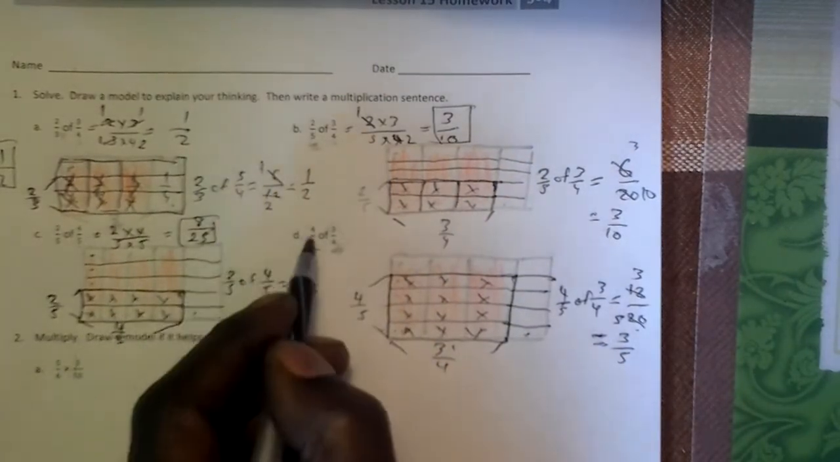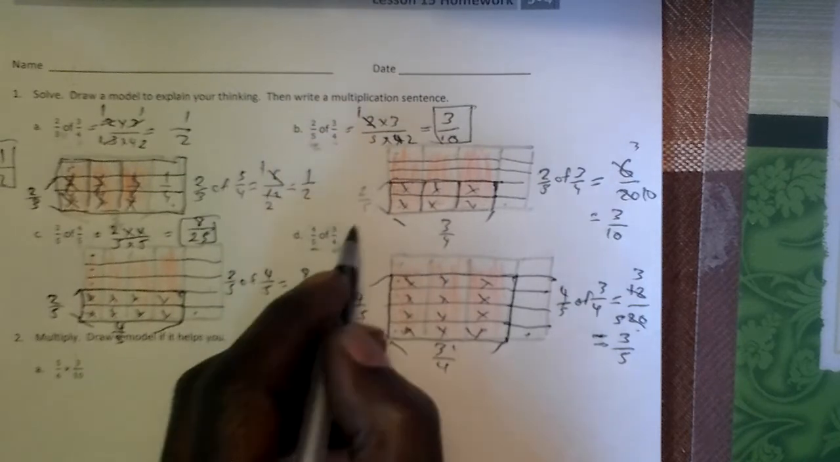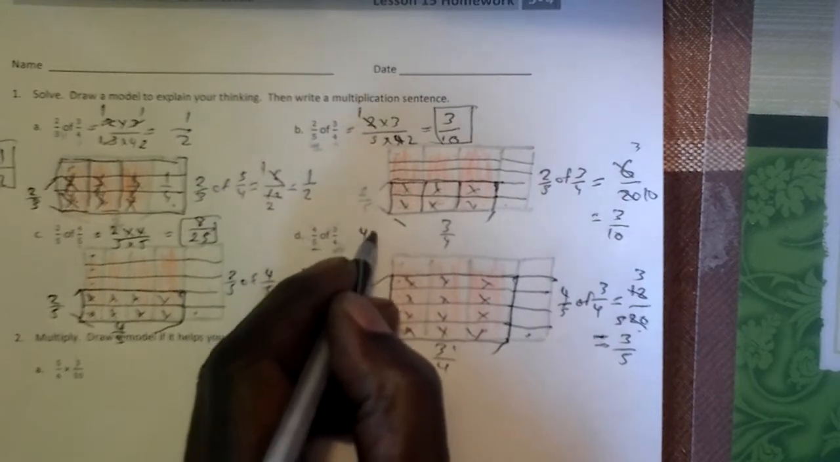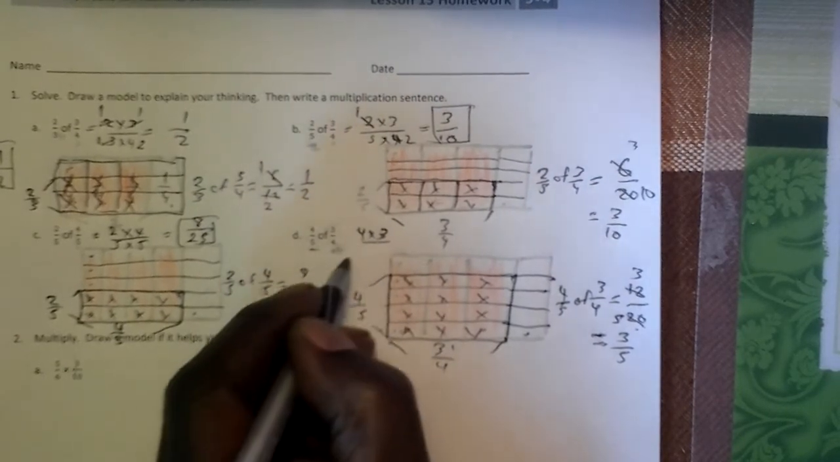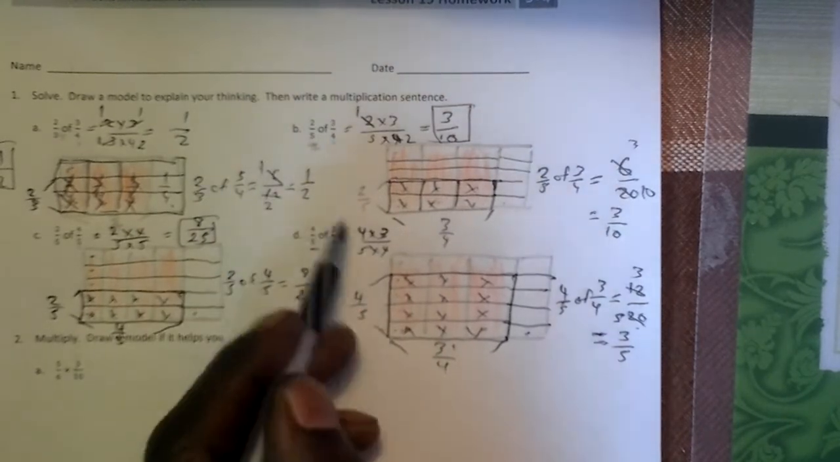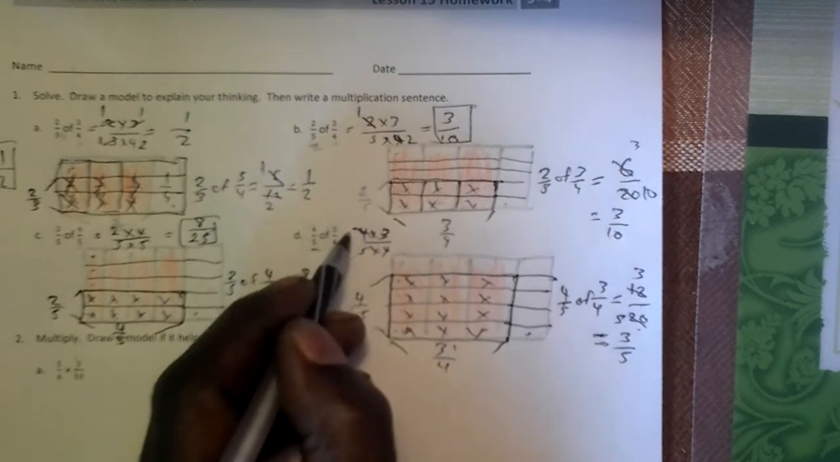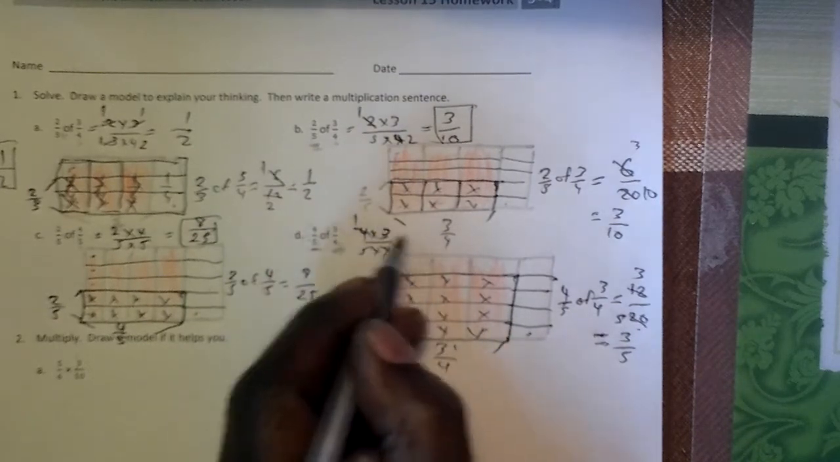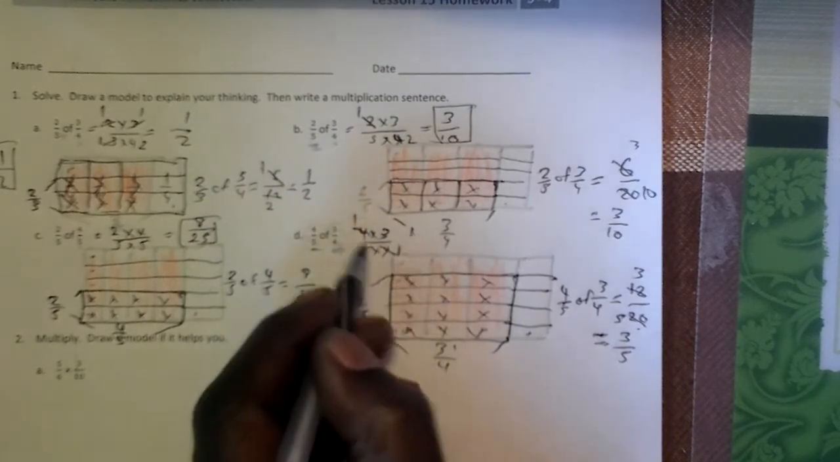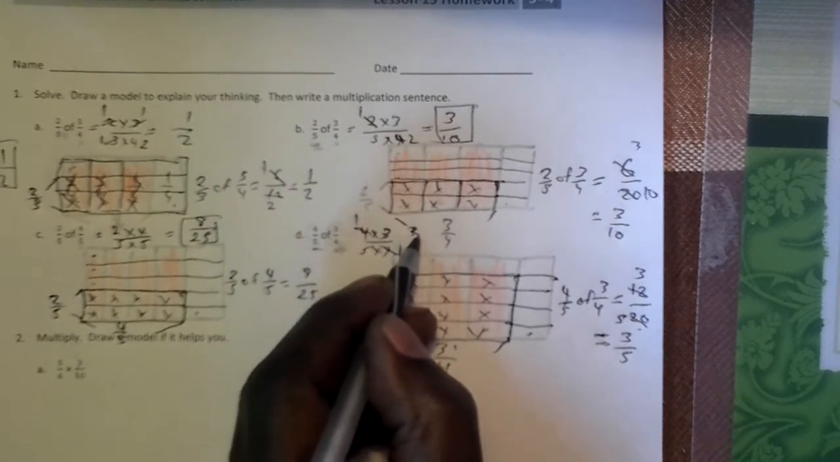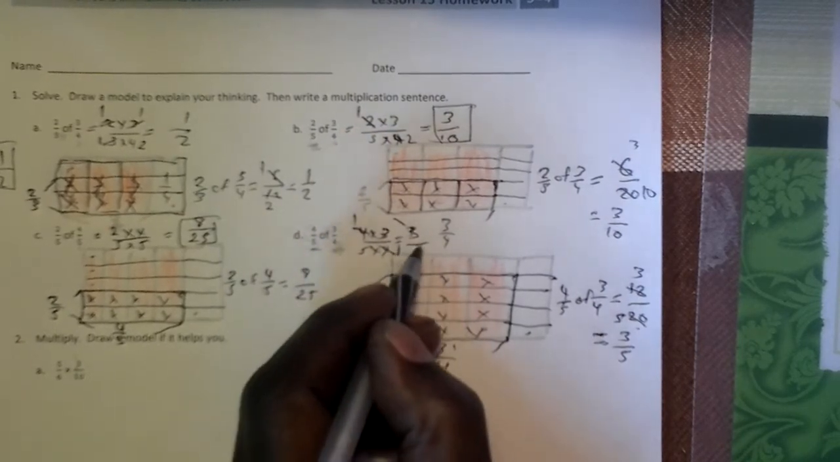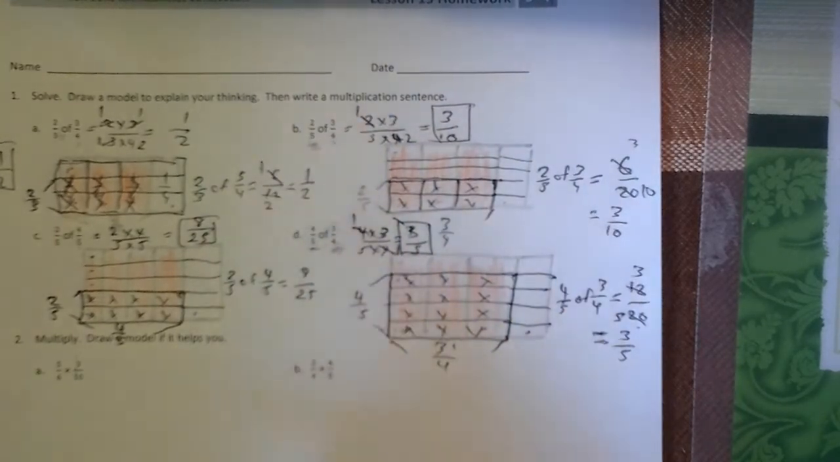So let's check over here. So we have 4/5 of 3/4. So we do 4 times 3 over 5 times 4. Now can we simplify? Yes, we can. 4 divided by 4 is 1. 4 divided by 4 is 1. So we have 1 times 3 equals 3. And we have 5 times 1 equals 5. So we have 3/5, okay? Alright, so hopefully you did all that.